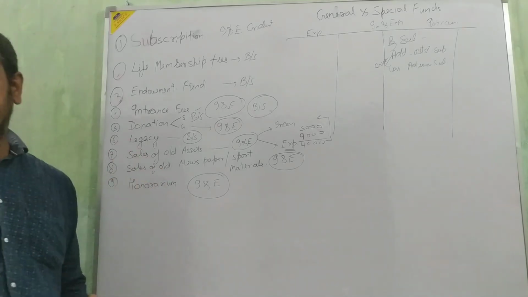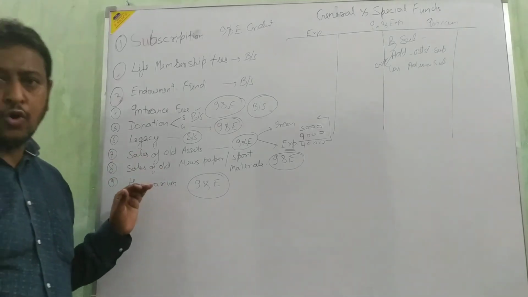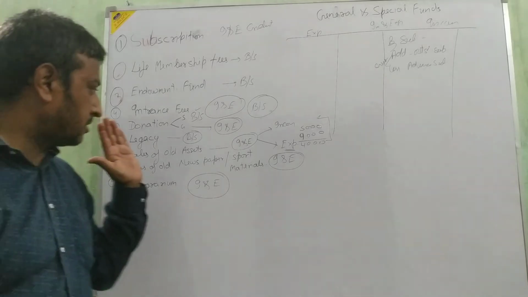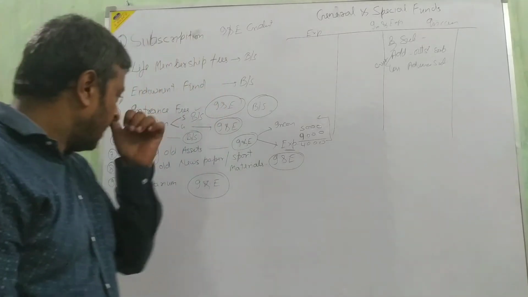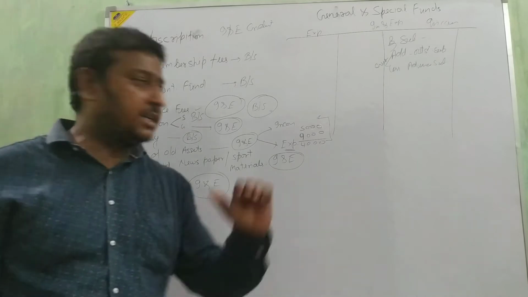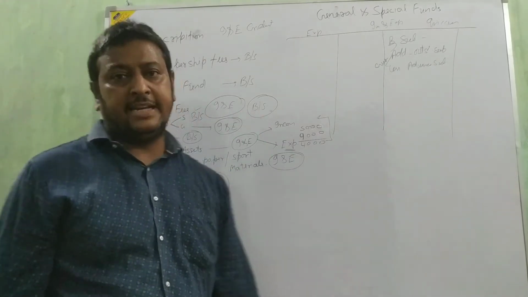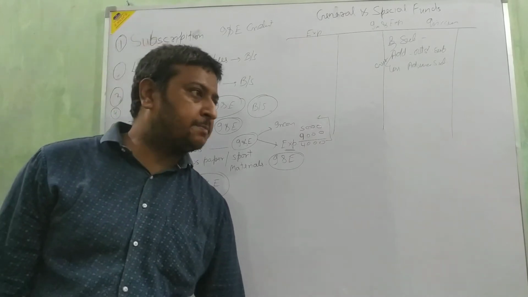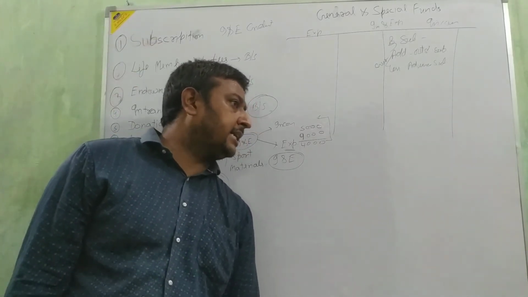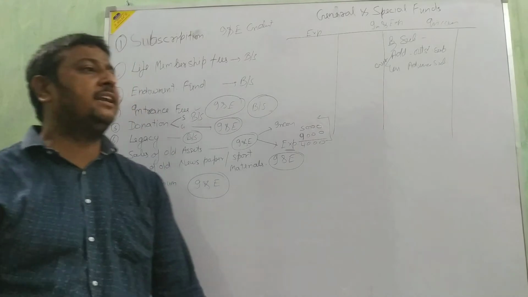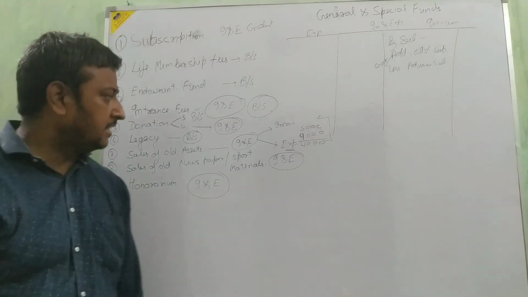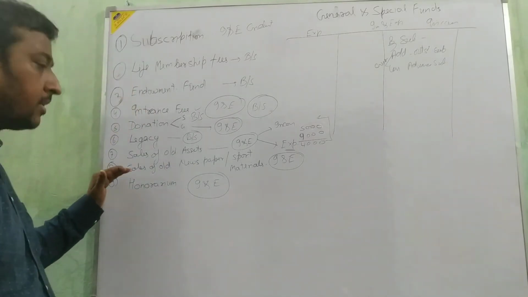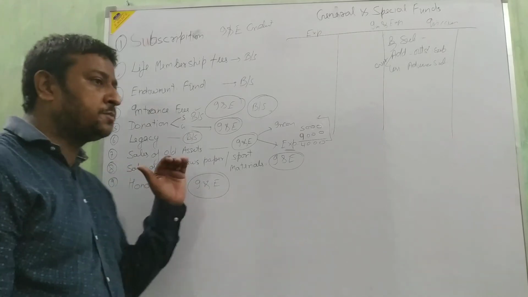Sale of old assets, we are going to show in the income and expenditure account. If income, then income side; if expenditure, then expense side. Next, sale of old newspaper.